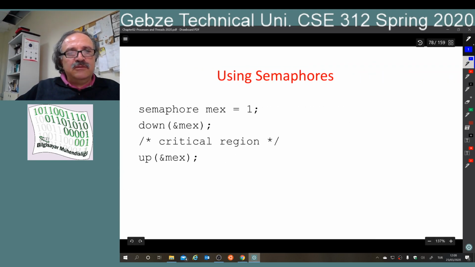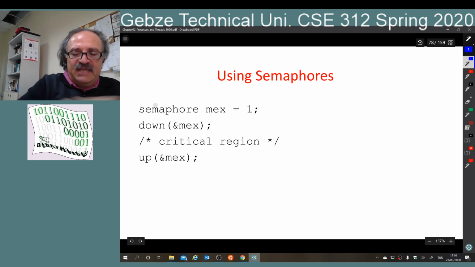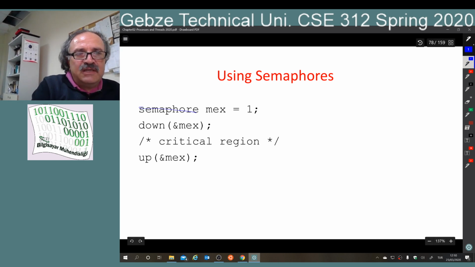Okay, so we could use the semaphore as a tool to implement the critical regions. Let's say my semaphore is an integer. Let's say this is an integer.